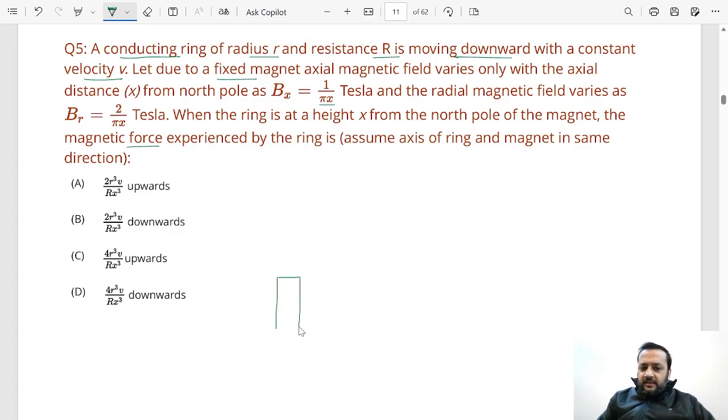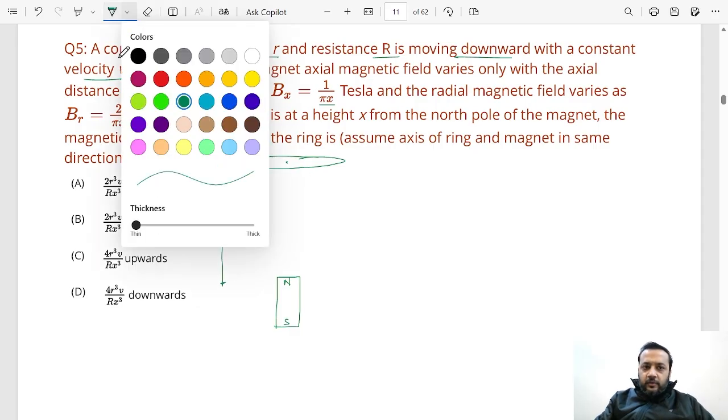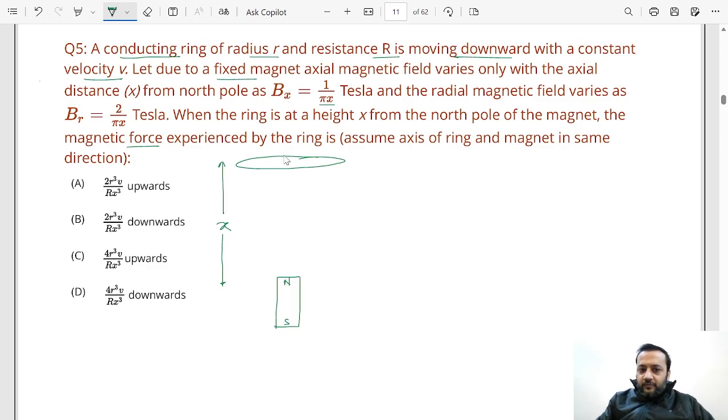So let's try to understand what is happening here. Let's imagine that this is how the magnet is, with the north pole like this and the south pole like this. Now imagine that this is the ring, and the distance between the north pole of the magnet and the ring is, let us say, x. Now basically what happens is that this magnet will produce two types of field. So one is the axial field.